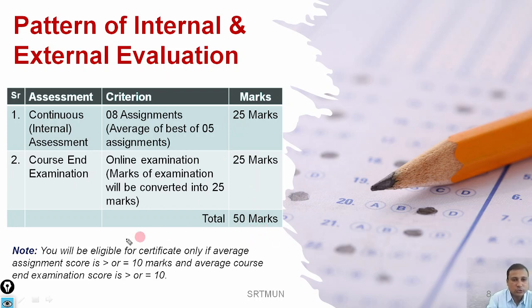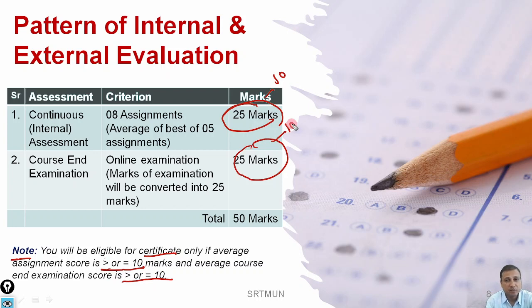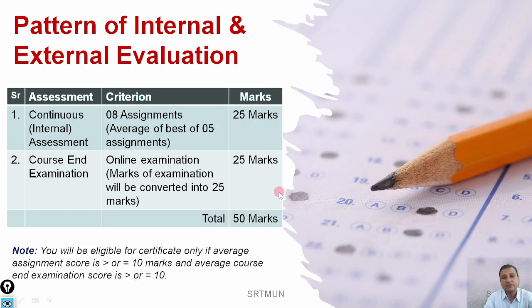Now, here is the important note. You will be eligible for a certificate only if the average assignment score is greater than or equal to 10 marks. It means here you need to score at least 10 marks or greater than 10. And the story is the same with the course end examination. Average course end examination score should be greater than or equal to 10 marks. So here also you need to score 10. So total passing marks are 10 plus 10, 20. So out of 50, you need to score 20. Then and only then will you be eligible for the certificate.